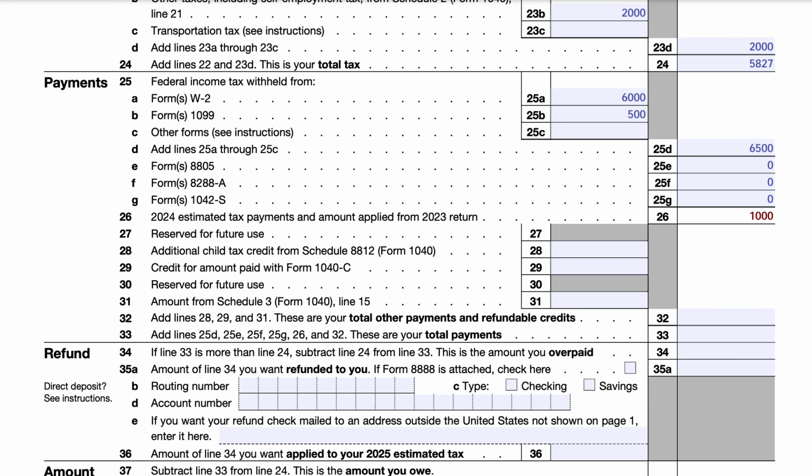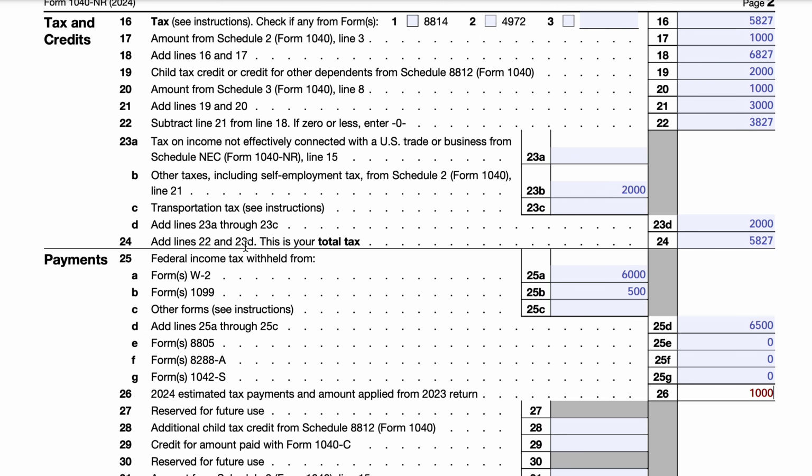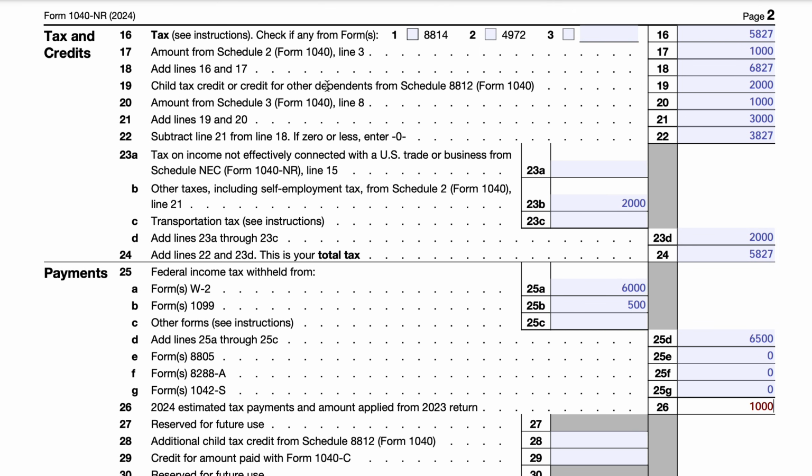In line 27, that's for the earned income credit, which if you're filing Form 1040-NR, you're not eligible for, but you would see this on a regular Form 1040 as an earned income credit. Line 28 is the additional child tax credit from Schedule 8812. So as mentioned in a prior video, you can have the child tax credit or the credit for other dependents. So that would be here.